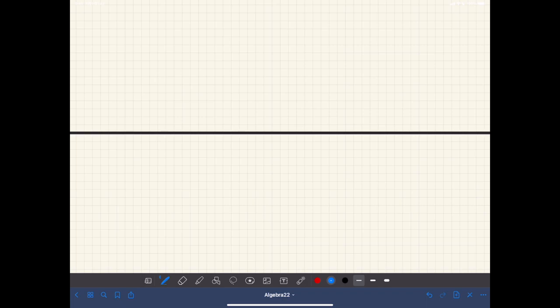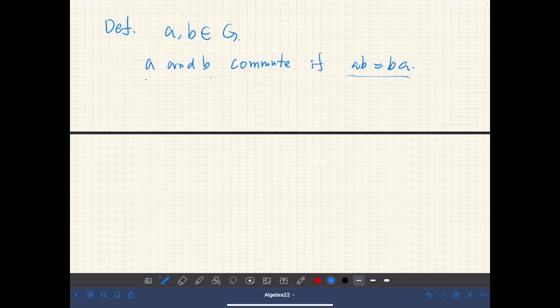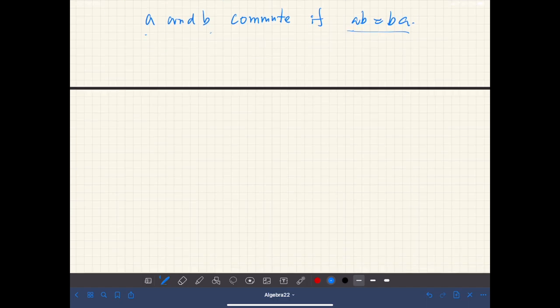We introduce some more terminology. Definition: let's say we have two elements of a group G. We say a and b commute if ab is equal to ba. In general, this may not hold, but if it does hold, then we say a and b commute. This may hold for a particular pair of elements. But if this commutativity holds for any pairs, then we say the group is abelian.